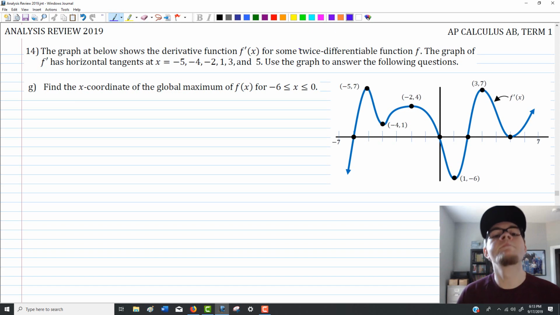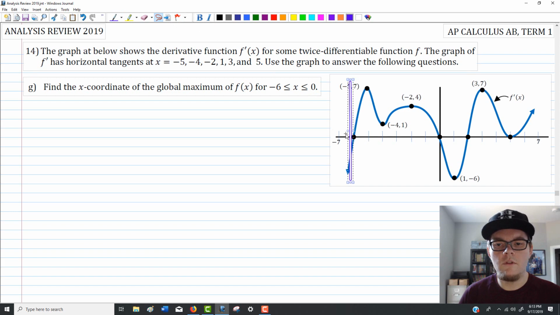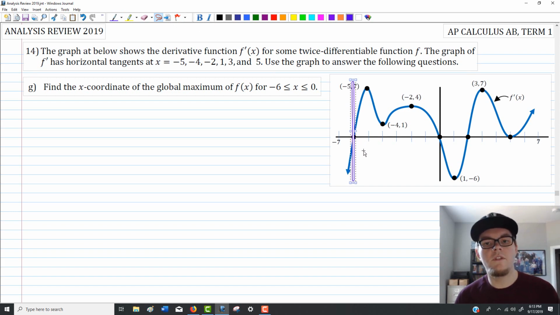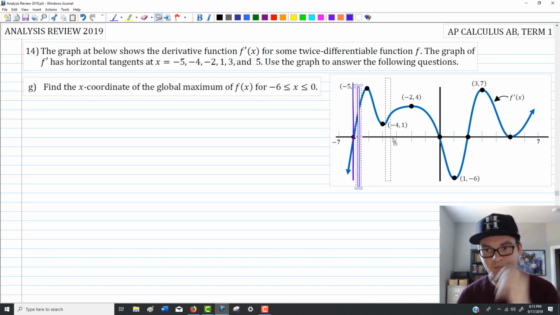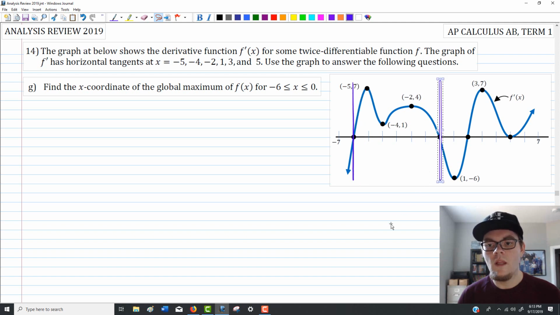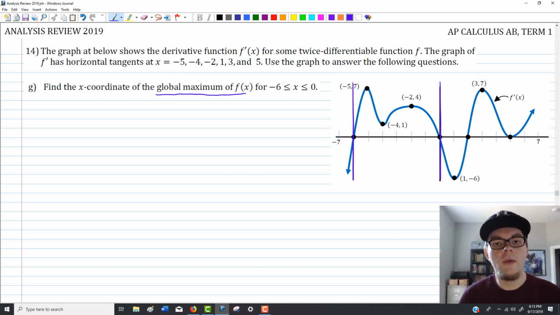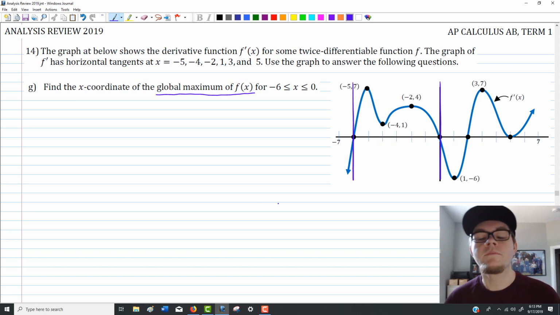Sorry, I'm tired. Okay, so we're on the interval from -6, which is right here. All right, -6. Let's straighten this line out. We're going to do this right. So -6 to 0. And we're supposed to find the x-coordinate of the global maximum, or the absolute maximum of f of x.